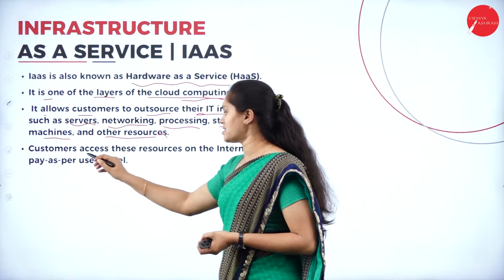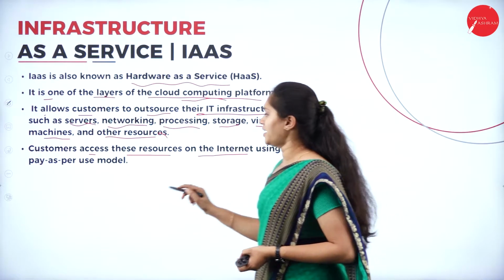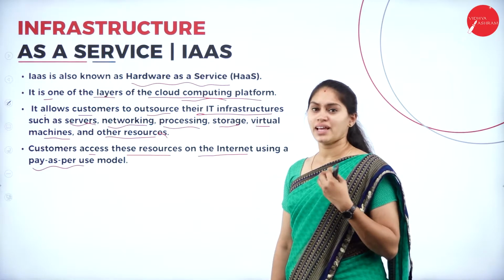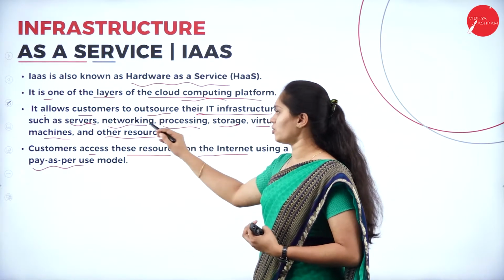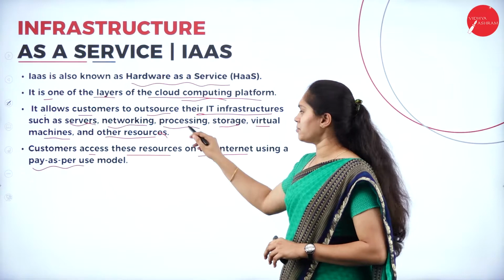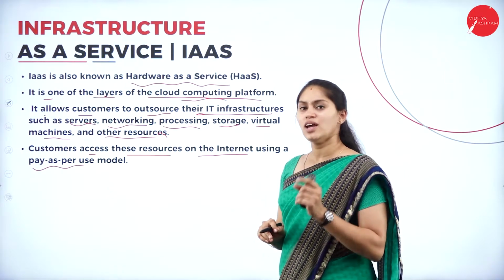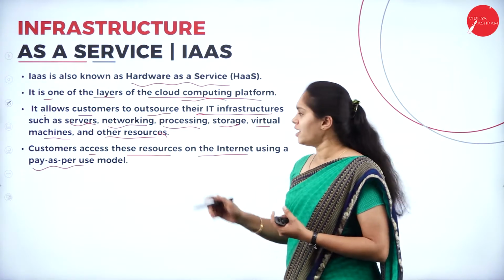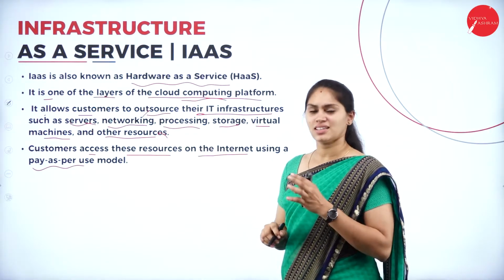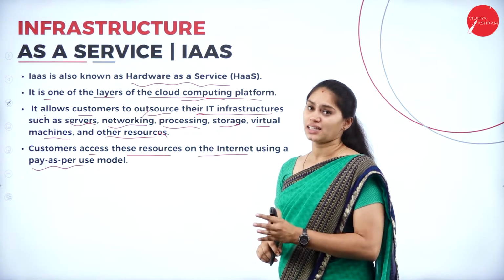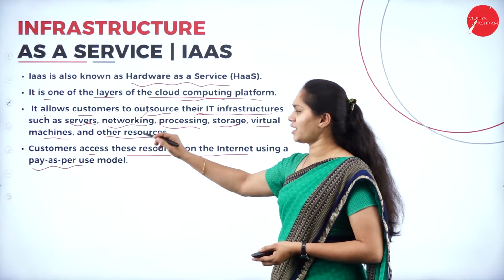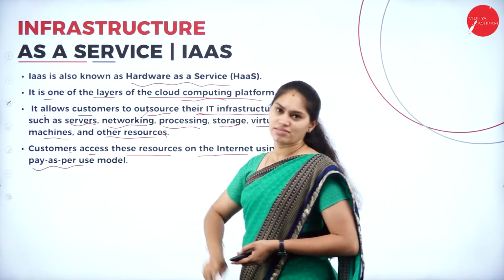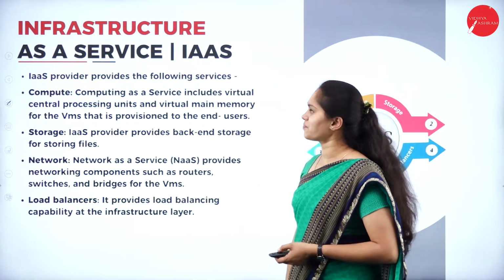Customers access these resources on the internet using a pay as per use model. For example, if they are using cloud computing only for the purpose of processing, they need to pay only for processing. If they are taking only half an hour of networking services, then they have to pay only for that 30 minutes of networking as a service. That will be there in this IaaS or infrastructure as a service.